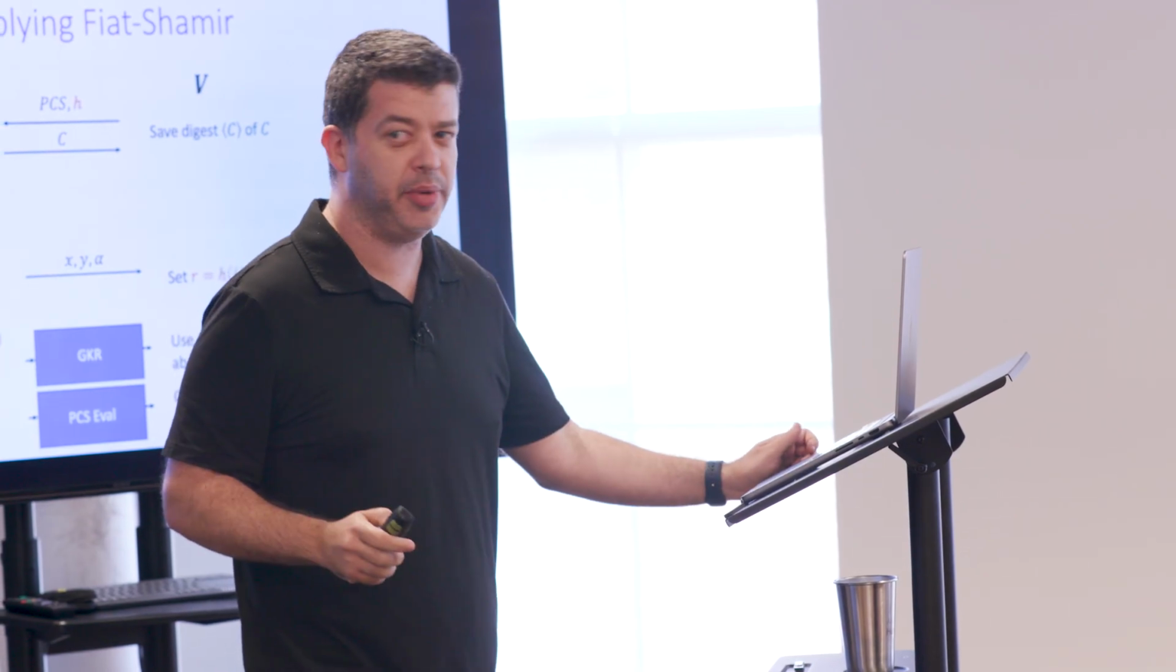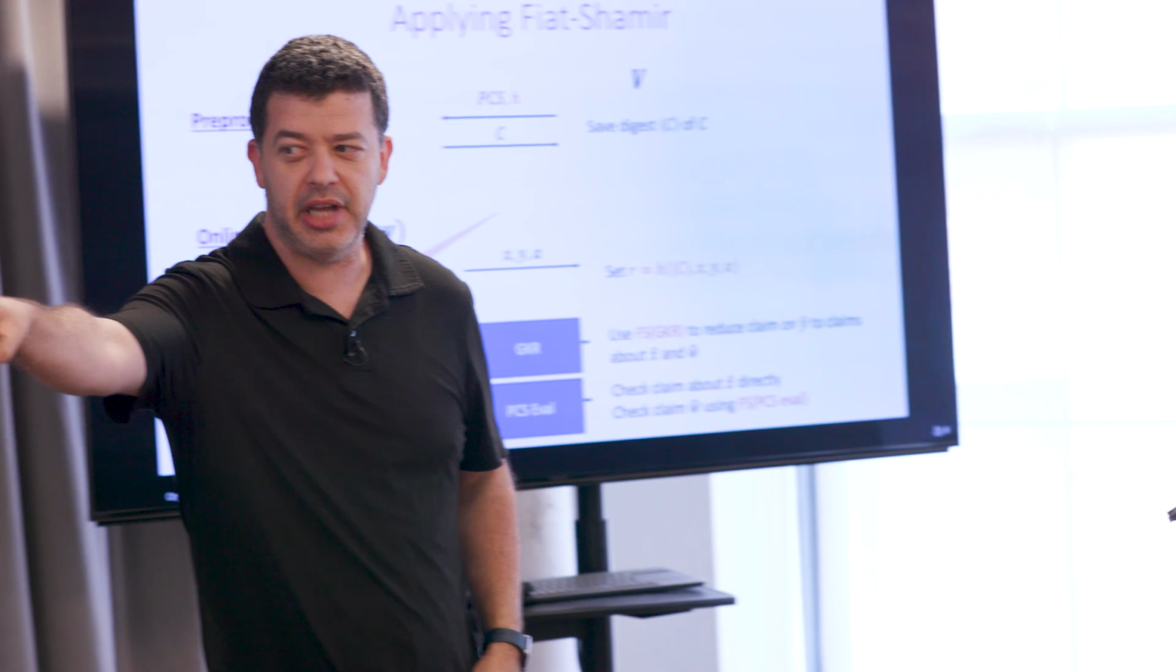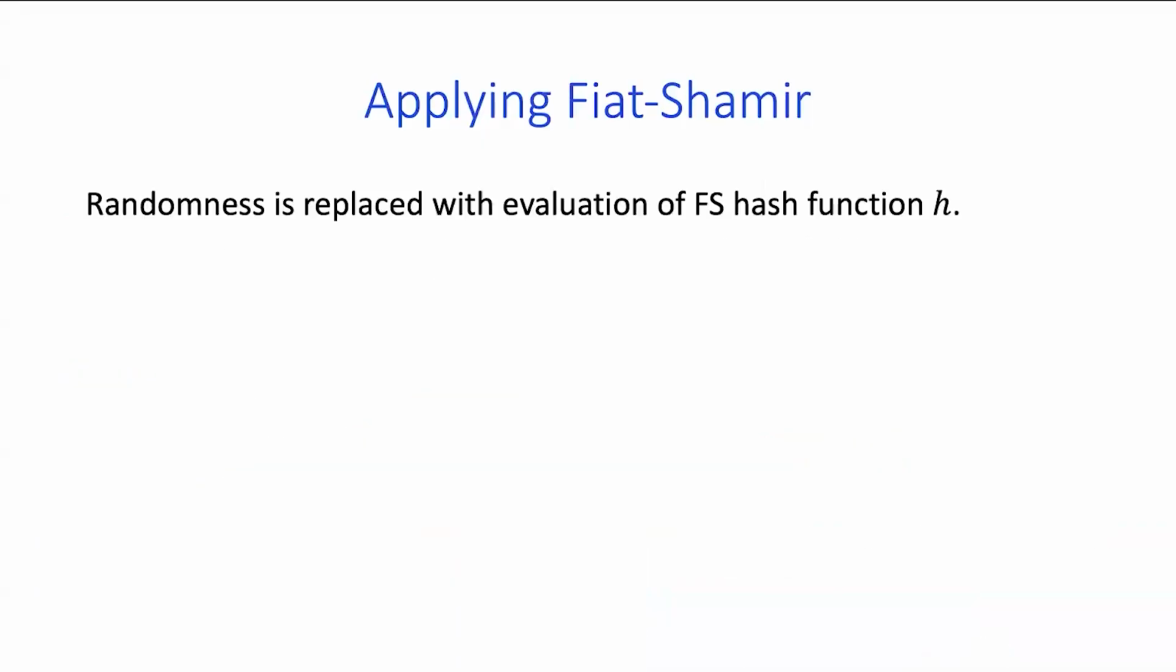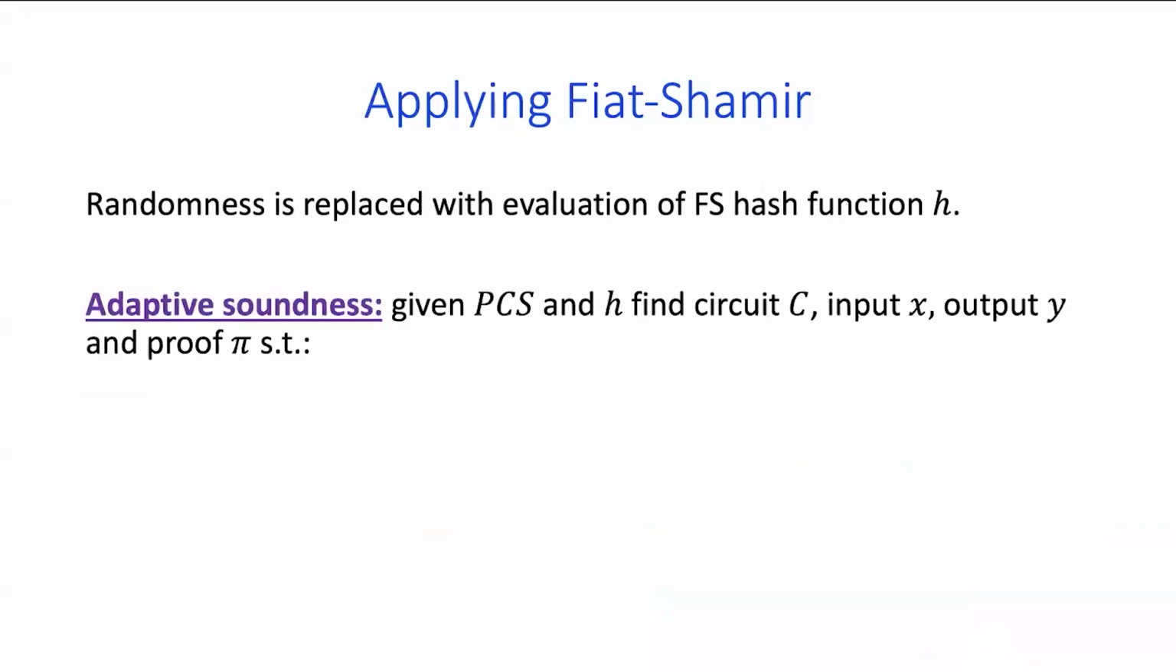Right? So that's a protocol that we get. And I'll denote this by just Fs sub H of the previous protocol. So what happened is we replaced all randomness, whenever we had it, with evaluations of H. And what we would like for this protocol to be, and we'll show that it isn't, is adaptively sound.